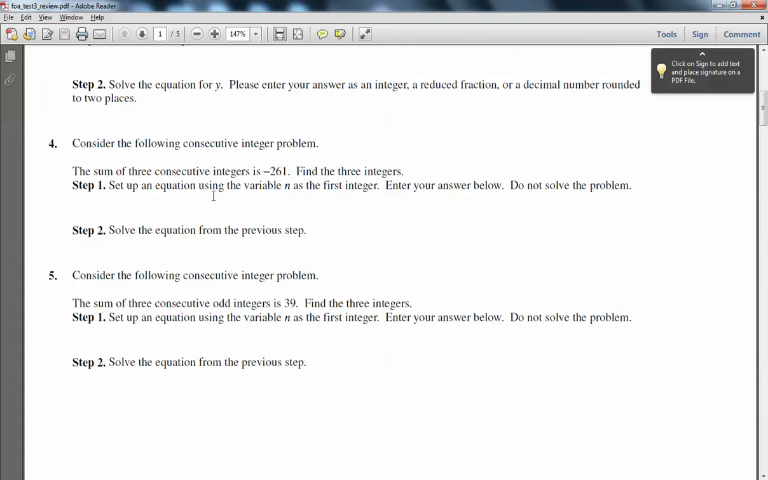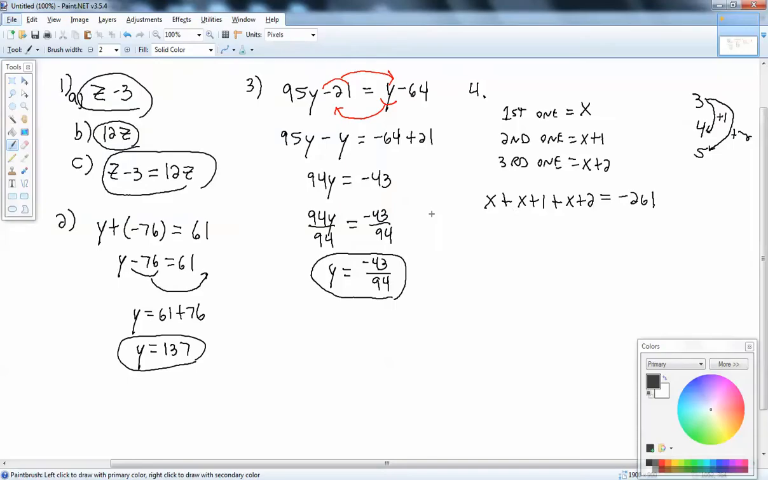I guess I didn't read the question carefully. It says use n, but it doesn't matter what variable. Okay, always combine like terms. x plus x plus x is 3x. 1 plus 2 is 3. It is equal to negative 261. First step, get rid of parentheses. Don't have any. Second step, get rid of fractions. Don't have any. Third step, get everything with an x on one side, numbers on the other side.